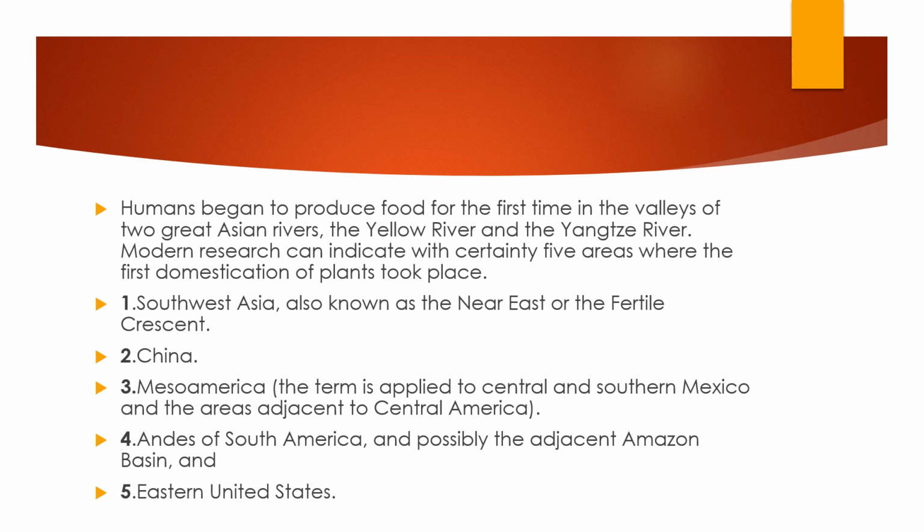Humans began to produce food for the first time in the valleys of two great Asian rivers, the Yellow River and the Yangtze River. Modern research can indicate with certainty 5 other areas where the first domestication of plants took place: first, Southwest Asia, also known as the Near East or the Fertile Crescent; second, China; third, Mesoamerica. The term is applied to Central and Southern Mexico and the areas adjacent to Central America; then the Andes of South America and possibly the adjacent Amazon basin and eastern United States.